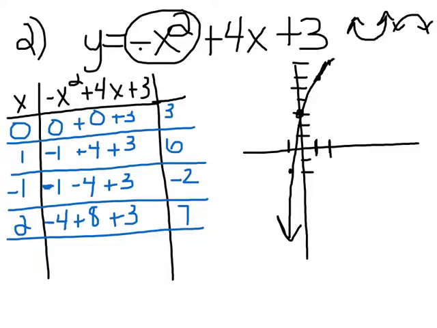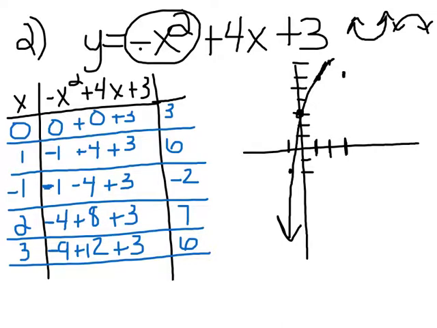So we'll have to find another positive value, 3. 3 squared is 9, and we do have the negative sign outside of our x squared. We have 4 times 3, which is a plus 12, and we have a positive 3. This gives us 6. If you notice now, we're back at a y value of 6. We've now seen where our parabola goes to the top and comes back down. Let's find one more value so that we can finish drawing our parabola.